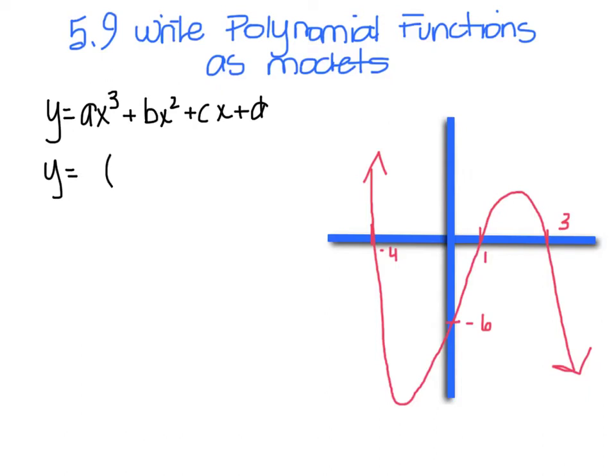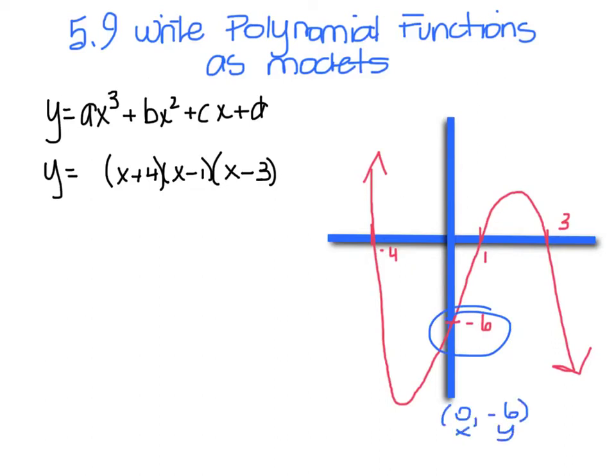And I'm going to put it into factored form, so I know that I have three zeros: negative 4, positive 1, positive 3, okay? And then this y-intercept right here is the point (0, negative 6). So this is my x and this is my y, and what I'm solving for is a. So I'm going to put my x and my y in every place I can and solve.